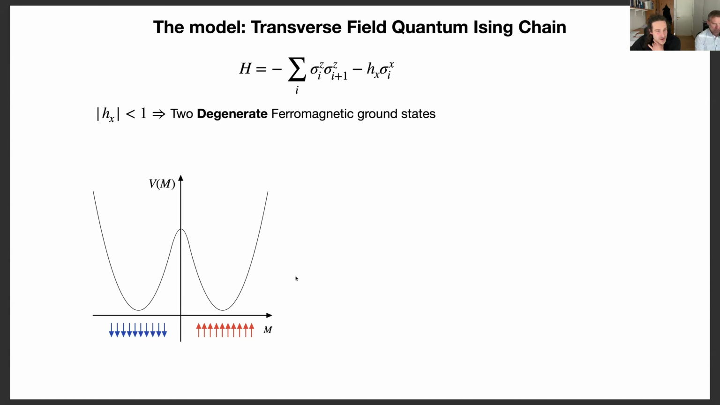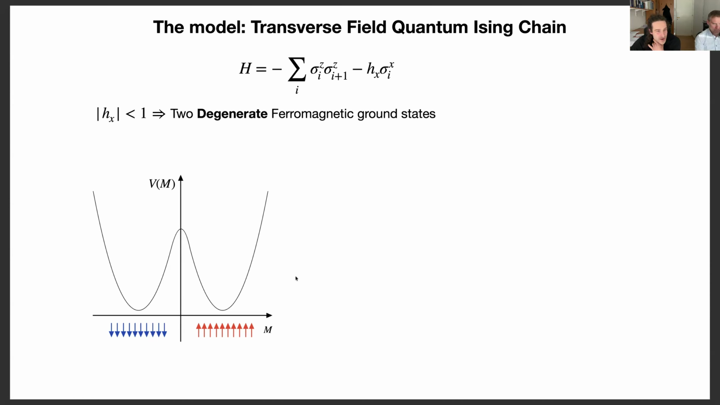If the transverse field is smaller than one, the model is in the ordered phase, and you have two ground states which are fully polarized and degenerate. Of course, the degeneracy is true in the thermodynamic limit.